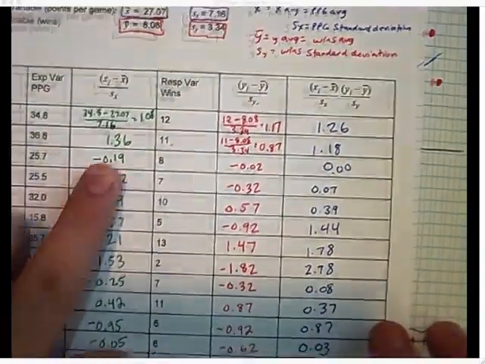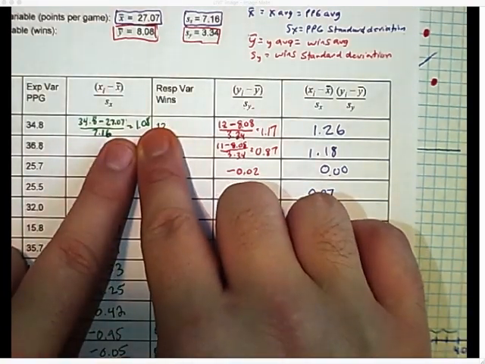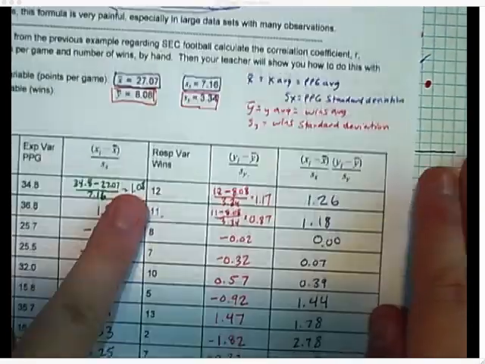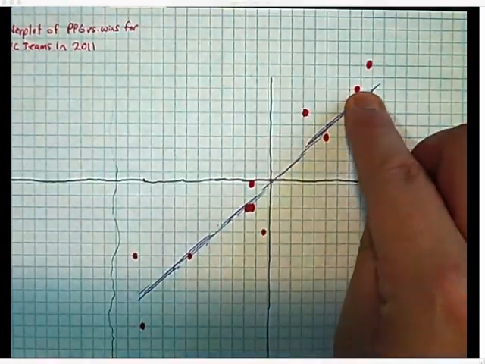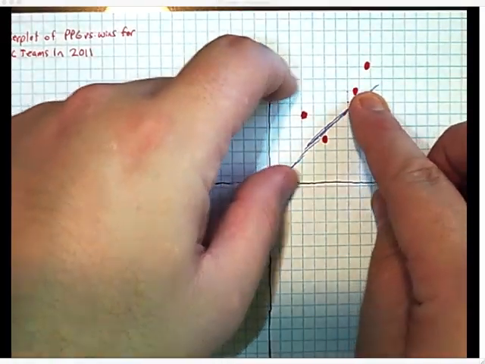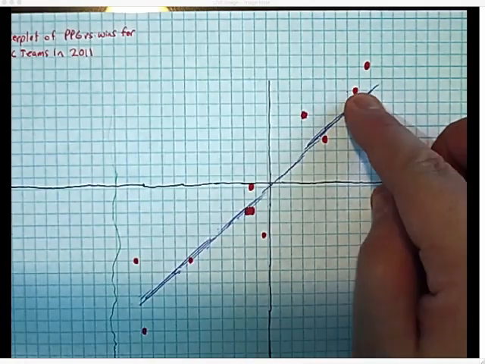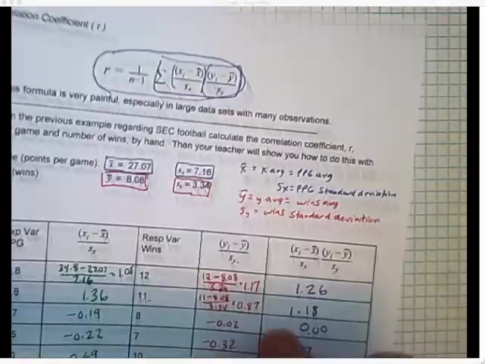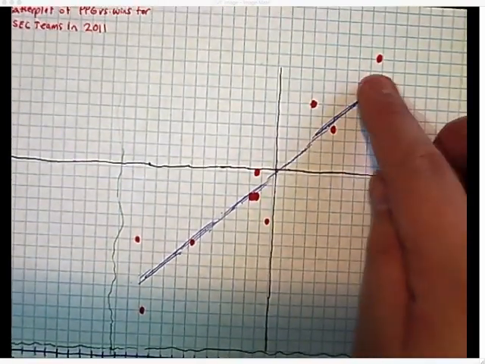Think about Alabama here. It had 1.08 here, and 1.08 here. Let me point out what the Alabama point is. Here's the Alabama point. What does that mean? This Alabama point is 1.08 standard deviations above the mean. It's also 1.17 standard deviations above the mean on the number of wins they have.